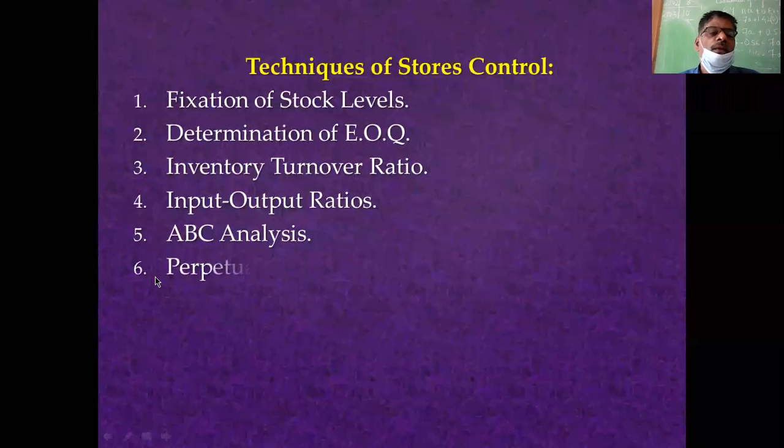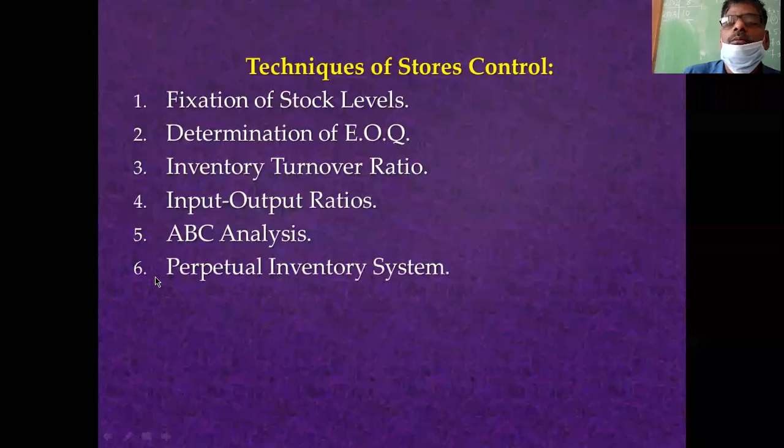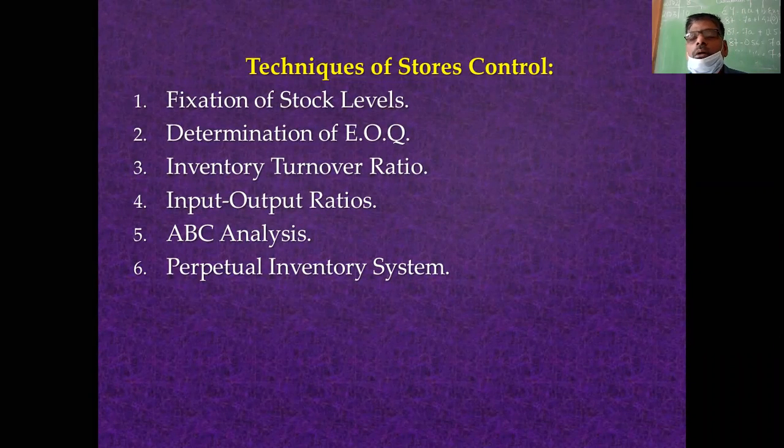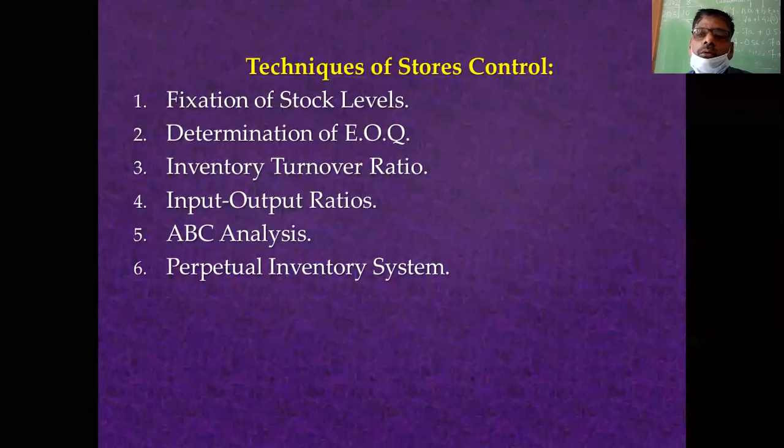Okay. Next is perpetual inventory system. Perpetual inventory system means you have to adopt a continuous process of controlling the inventory. Whenever you take material in, that is to be recorded in the book, and whenever you use material from the store, that is to be recorded in the books, and the balance is to be recorded. This is called perpetual inventory system.